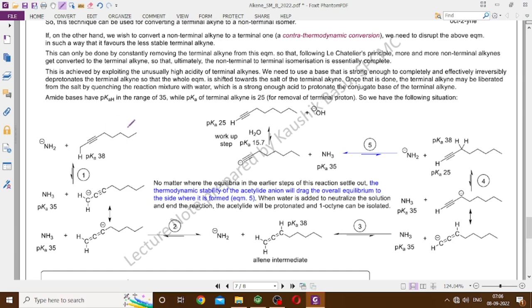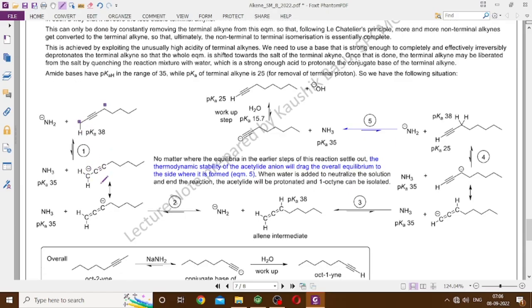Recall this is an internal alkyne, so there is no hydrogen with a pK value of 25. All of these are 38, that is 38. So this might as well be taken up, but that's not necessary for us to consider right now. This hydrogen will be abstracted and I will get a conjugate base. That conjugate base is resonance stabilized, gives you an allene derivative with a negative charge, which has a conjugate acid whose pK is 38 and this pK is 35. So this second equilibrium is favoring this direction.